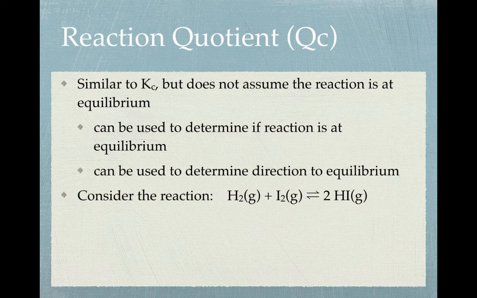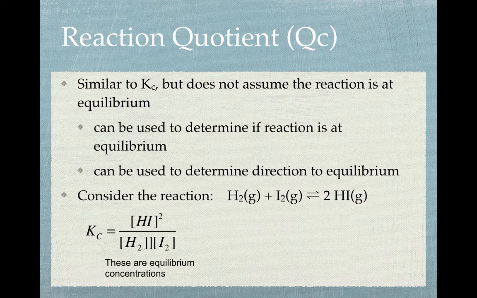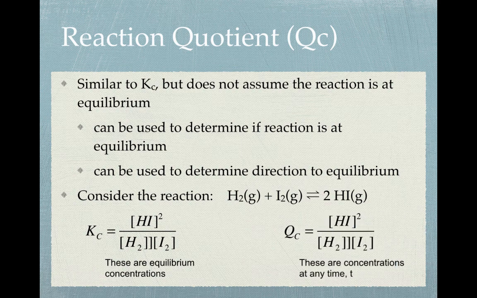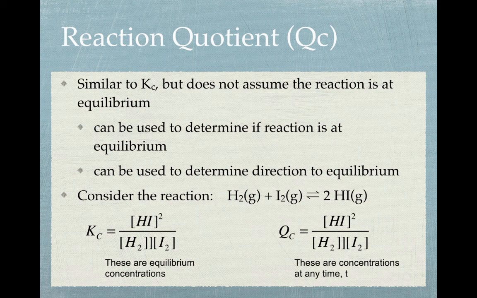Well, let's look at a reaction here, H2 plus I2 going to 2HI. We would write an equilibrium constant expression here as Kc is equal to HI squared over H2 times I2. And again, because this is an equilibrium constant expression, we are assuming that those concentrations there are equilibrium concentrations. We write our Qc expression in the exact same way. The only difference is the concentrations there don't have to be equilibrium concentrations. They can be any concentrations at any time t.